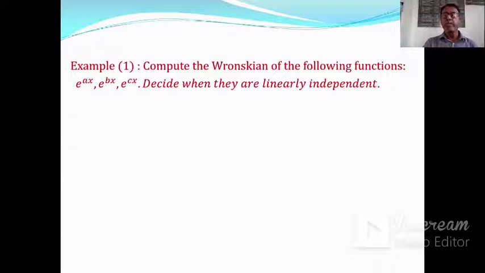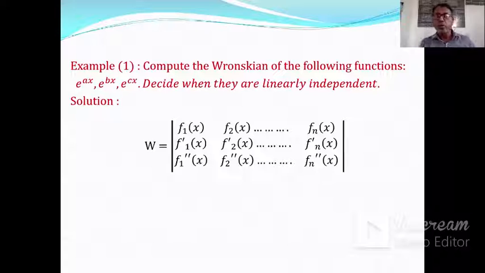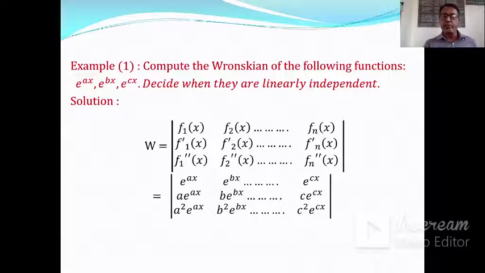Therefore, we call this f1 of x is equal to e to the power ax, f2 of x is equal to e to the power bx, and f3 of x is equal to e to the power cx. And then from this we write the Wronskian of this, W is equal to the first row f1 of x, f2 of x, f3 of x, the second row f1 dash of x, f2 dash of x, f3 dash of x, and the third row f1 double dash of x, f2 double dash of x, and f3 double dash of x.